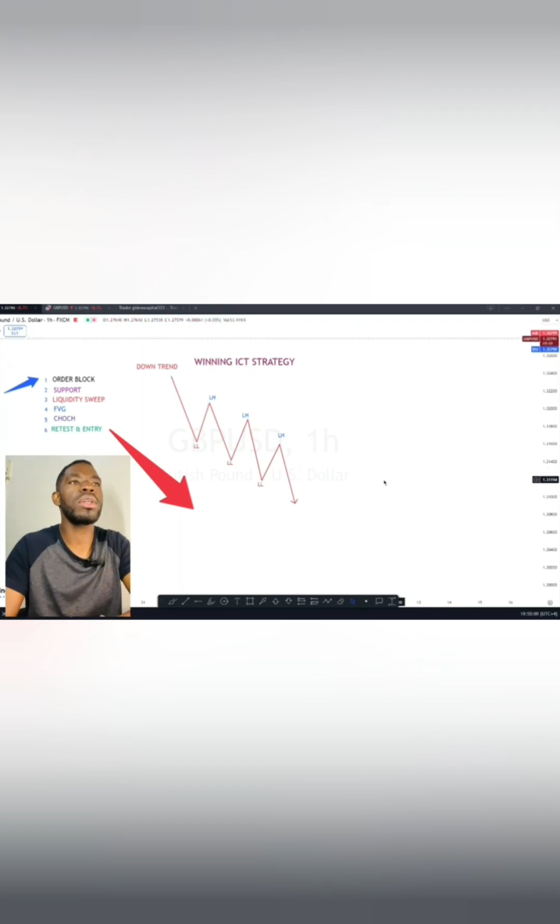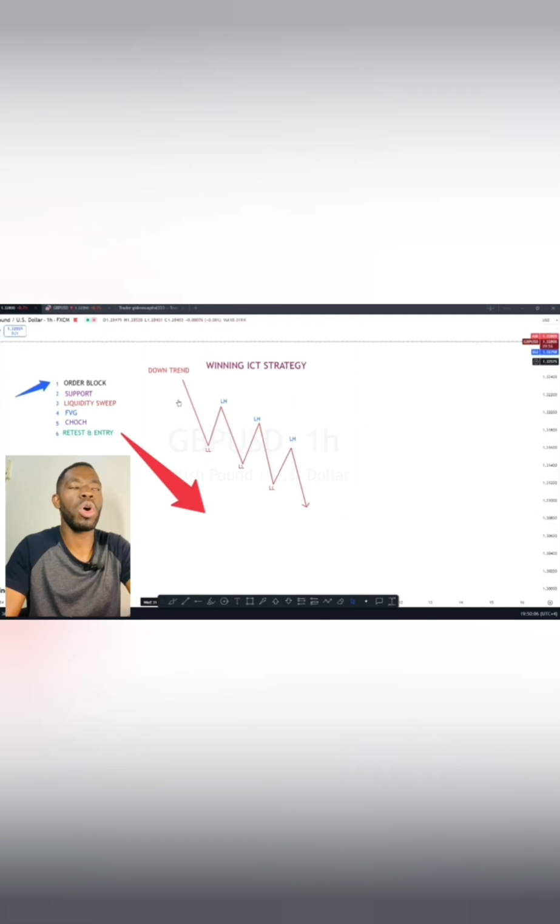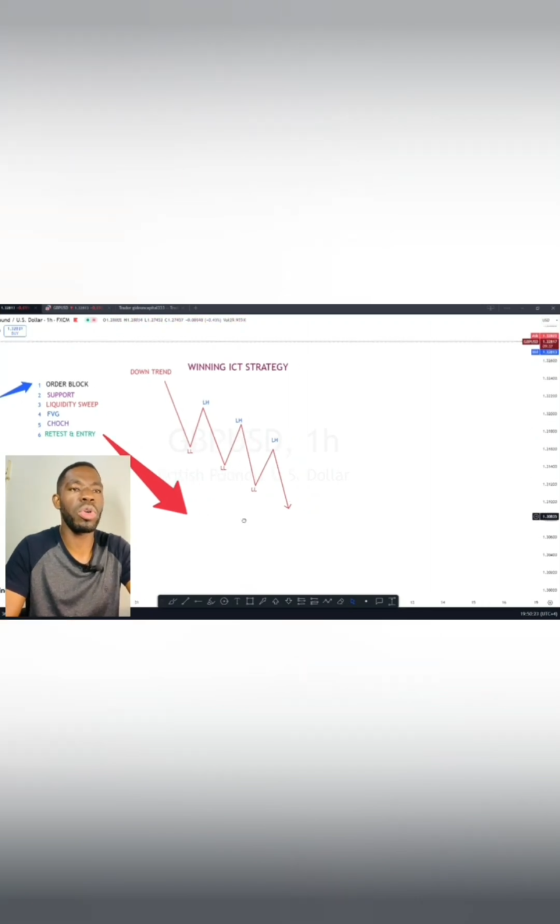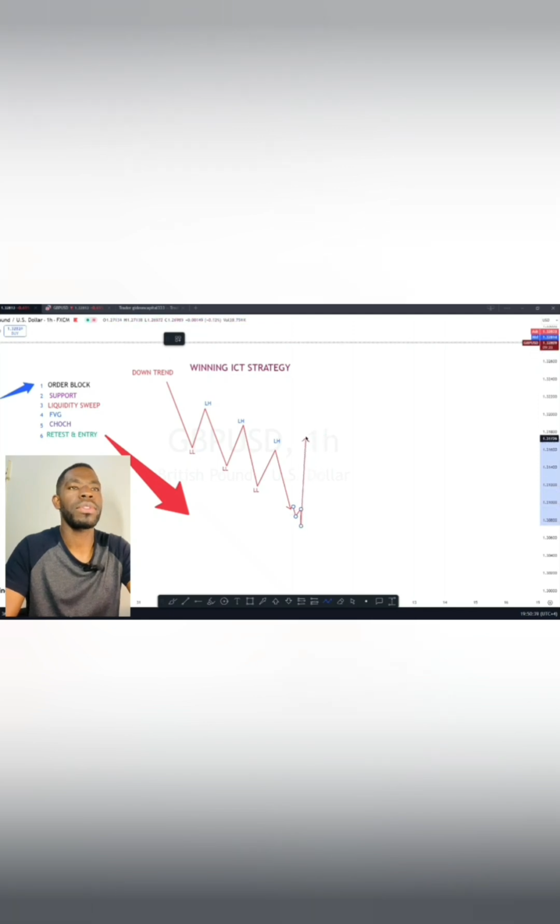Now, in this winning strategy that I'm trying to illustrate here, we have to identify, first of all, the order block. Order block is the last candle before an aggressive move that changed the structure or changed the direction of the market. Now, the direction here is bearish. But if you have a candle like this one, I'll show you. Let me just illustrate here. Something like this. All right, you have something like this.